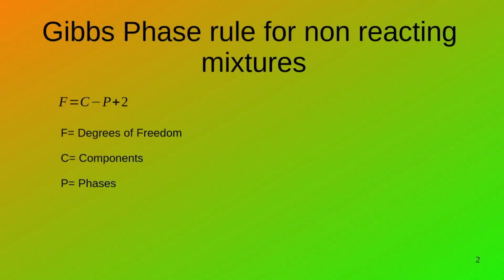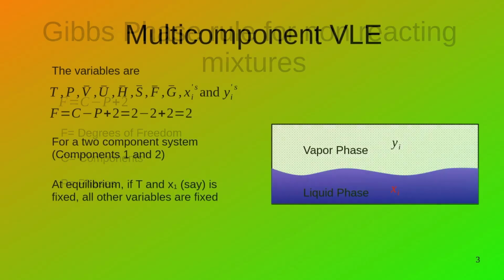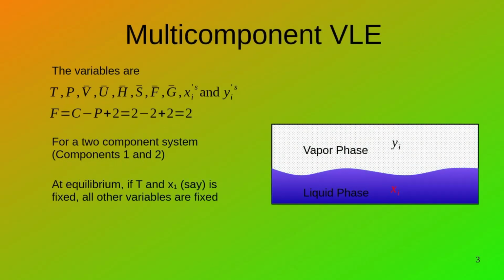Now Gibbs phase rule for a non-reacting mixture is F equals C minus P plus 2, where F is the degree of freedom, C is the components and P is the phases. Now let's apply this to a multi-component VLE.